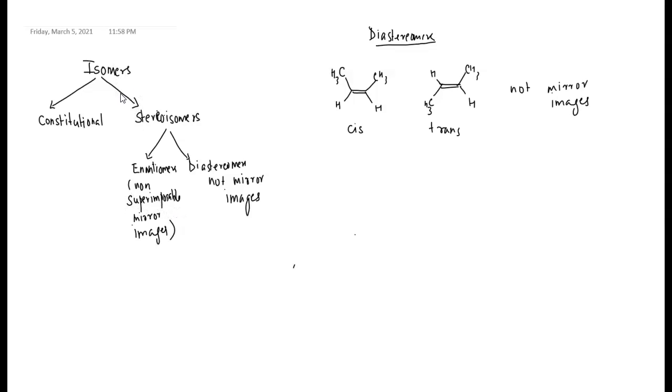Okay, so in this video, we will introduce you to diastereomers and also meso compounds. So first let's recall the classification of isomers. Isomers can be classified as constitutional and stereoisomers. Among stereoisomers, there are two divisions. One is enantiomers and the other is diastereomers.